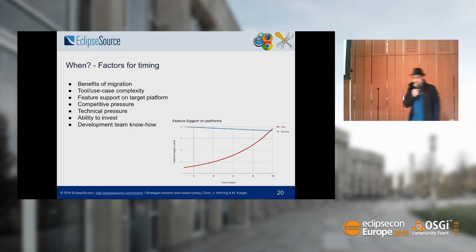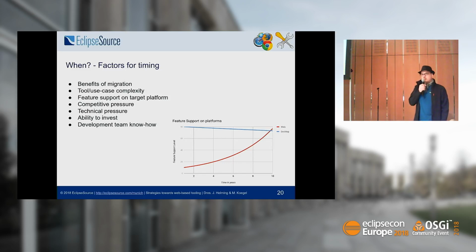Now, when we talk about the when, what are factors that you need to factor in for your decision? Obviously the benefits, right? The smaller the benefits, the less you're probably inclined to do it pretty soon. It also depends very much on your use case complexity or even the tool complexity as a whole. If you have use cases that are not that complex and that can be covered with the existing feature support on the web, then maybe you're inclined to do it earlier. Then you might get into a competitive pressure situation where other competitors that have similar products are moving ahead and create some pressure for you to migrate. So that's also something to keep in mind.